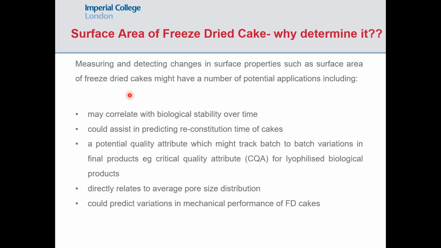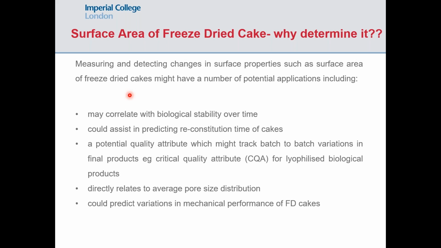So why do we want to measure the surface area of these cakes? Here are some reasons we may want to do it. It might correlate with the biological stability of the material. It could assist in predicting the reconstitution time for the cakes. It's a potential quality attribute which might track batch-to-batch variation in final products. It directly relates to the average pore size distribution in the cake. And it could also predict variations in the mechanical performance of the cakes.